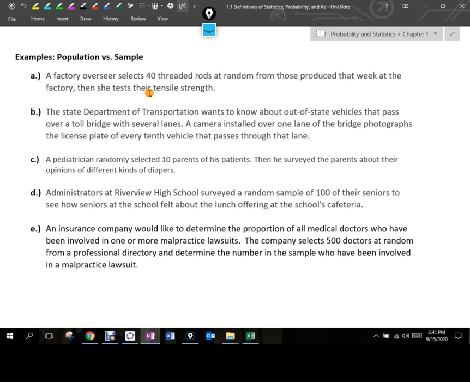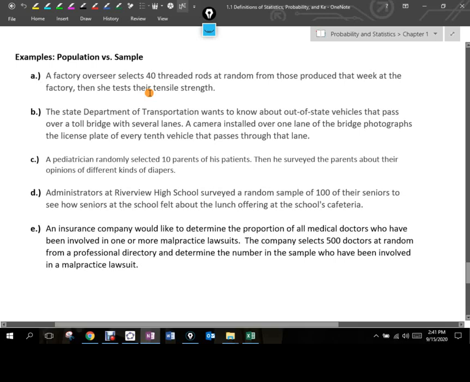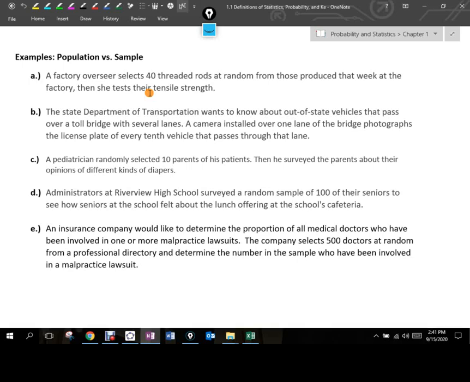Okay. What about C? It says a pediatrician randomly selected 10 parents of his patients. Then he surveyed the parents about their opinions of different kinds of diapers. So pediatrician is a doctor for kids, right? Okay. So what is my sample there? My 10 people, right? My 10 parents. Okay. What is the population that they came from? All parents of his patients, right? Okay.